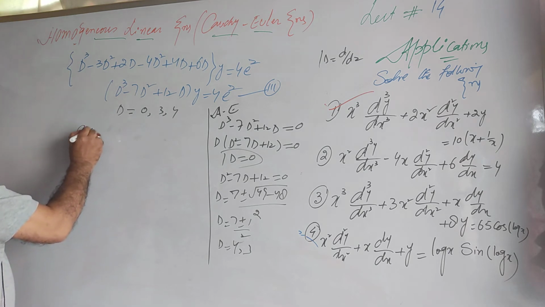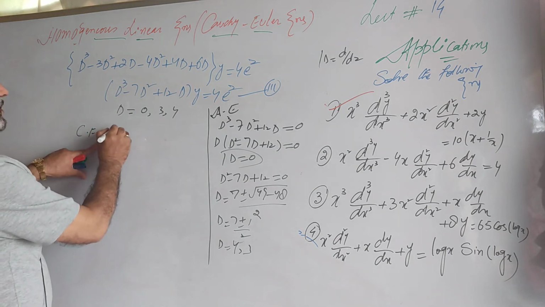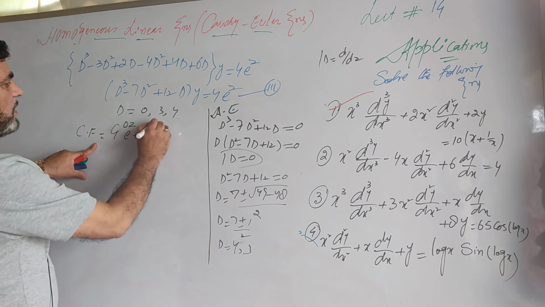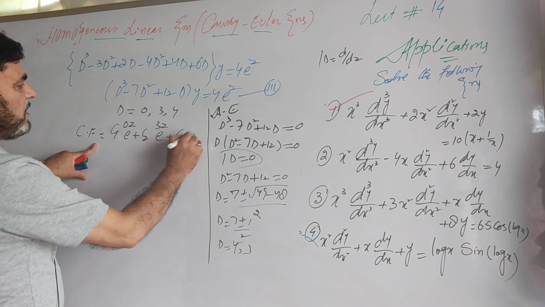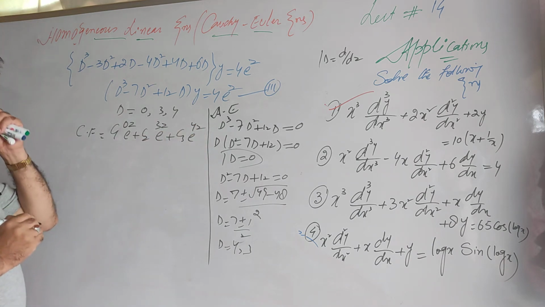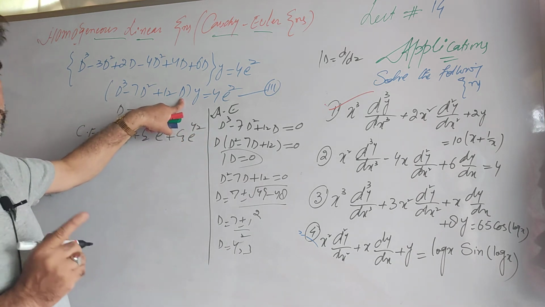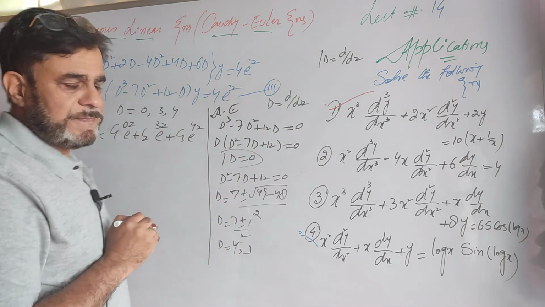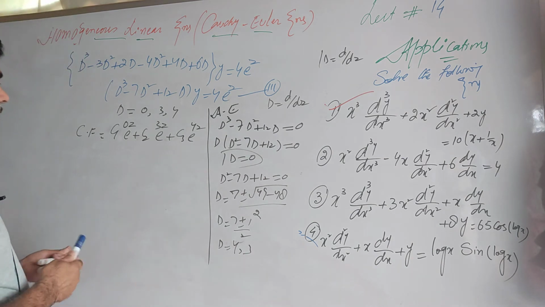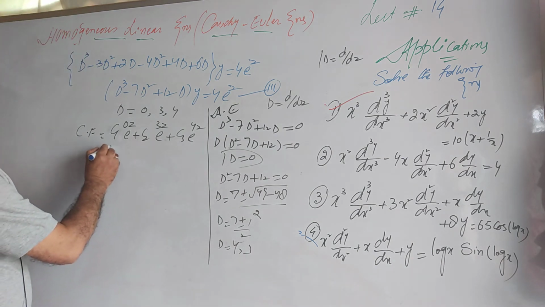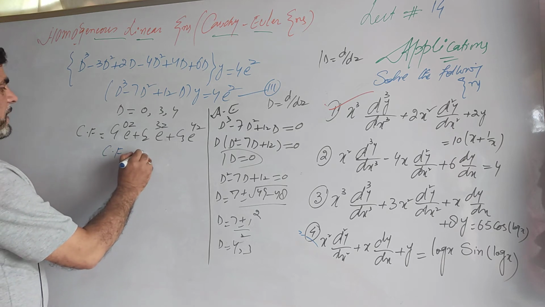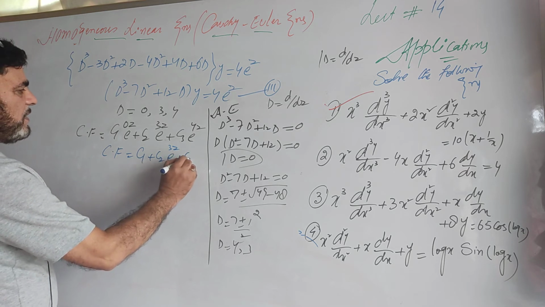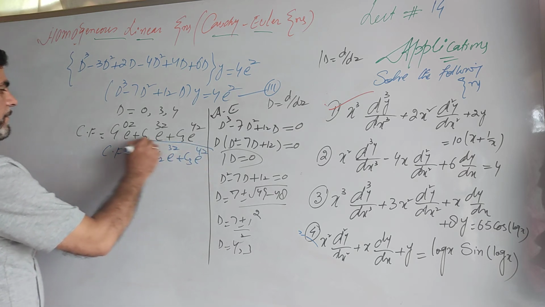So what is the complementary function corresponding to this? It is c1 e raised to power 0z plus c2 e raised to power 3z plus c3 e raised to power 4z. Be cautious because our D here is d by dz, not d by dx. So the complementary function is c1 plus c2 e raised to power 3z plus c3 e raised to power 4z.